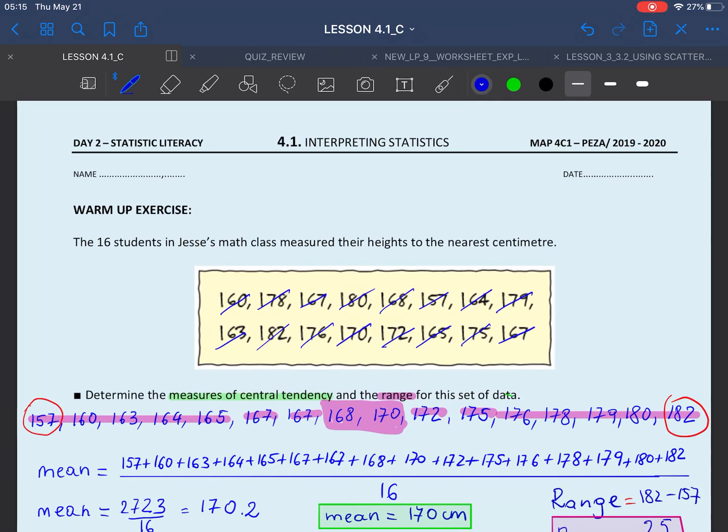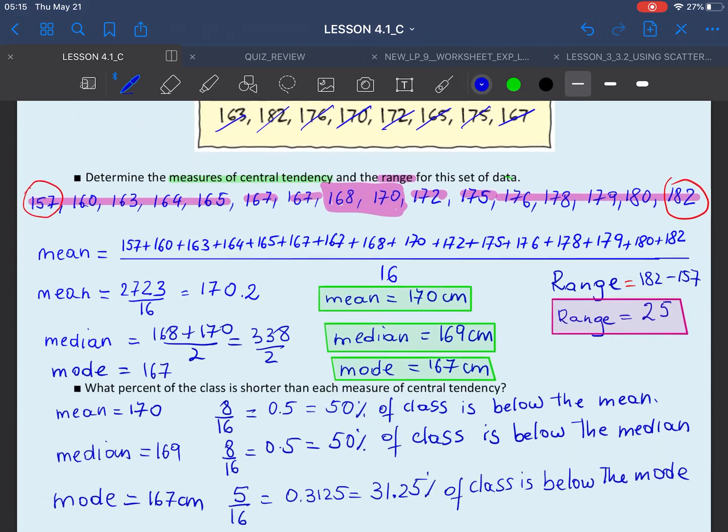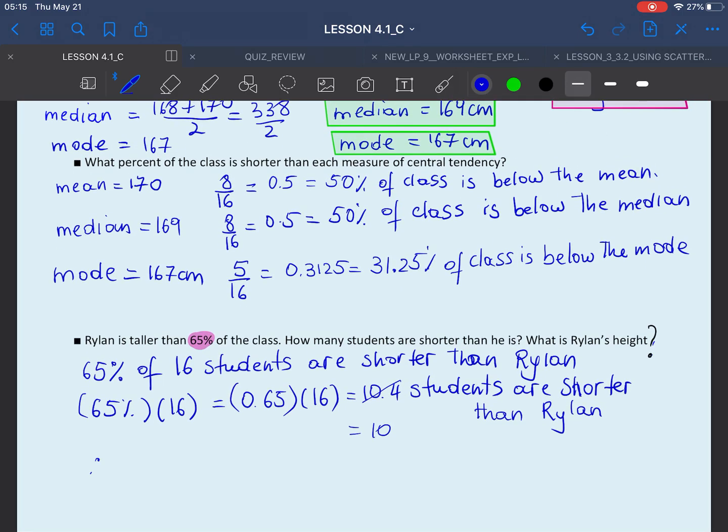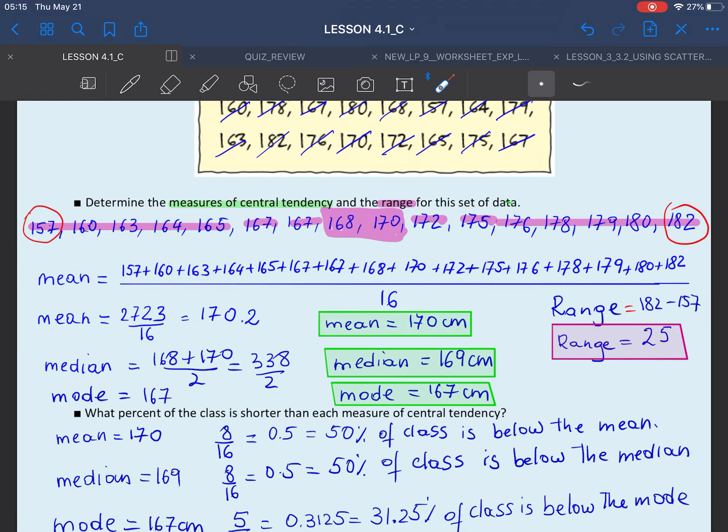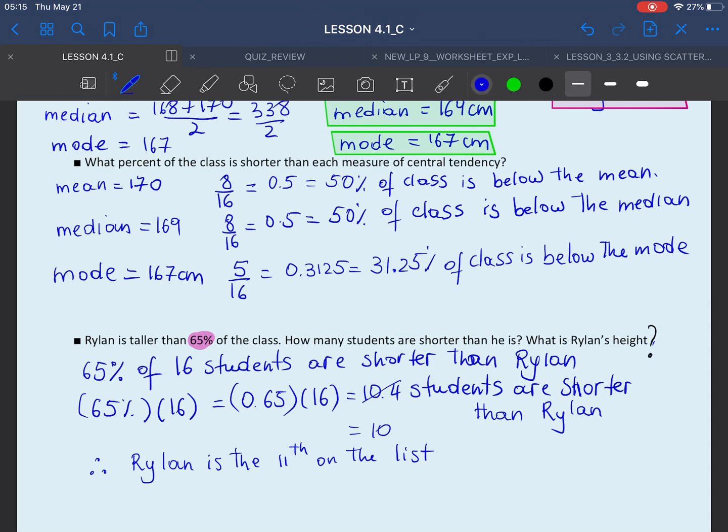Are shorter than Rylan. So if 10 students are shorter than Rylan, that means that Rylan must be the 11th person. Therefore, Rylan is the 11th on the list. So we're going to count again: 1, 2, 3, 4, 5, 6, 7, 8, 9, 10, 11. So Rylan is 175 centimeters tall.